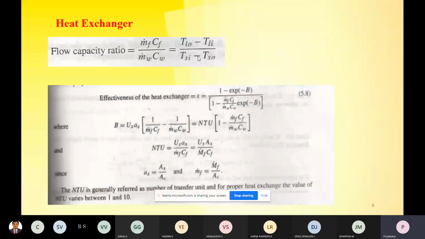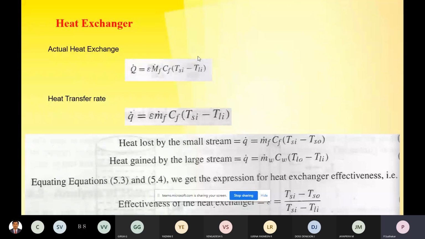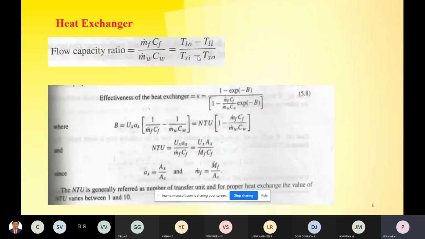So next is the effectiveness of the heat exchanger in terms of heat transfer properties of the heat exchanger and flow capacity rates, which can be expressed as follows. That effectiveness assumed there is no heat loss, but in real time there will be some heat loss. So with respect to heat exchanger properties and flow capacity rates, the effectiveness is given by equation 5.8: 1 minus exponential minus b, by 1 minus m dot cf by m dot w cw times exponential minus b, where b is UxAx.